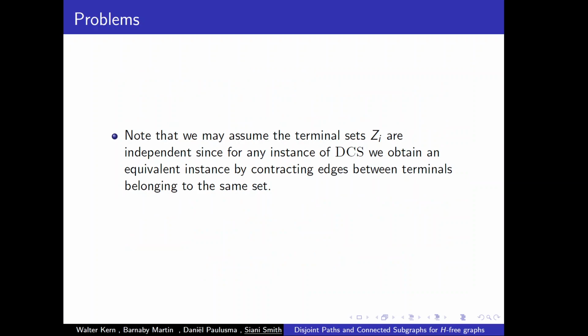And the first thing we note is that we may assume the terminal sets Zi are independent, since for any instance of disjoint connected subgraphs, we obtain an equivalent instance by contracting edges between terminals in the same set.